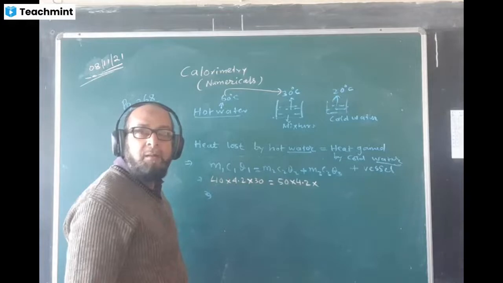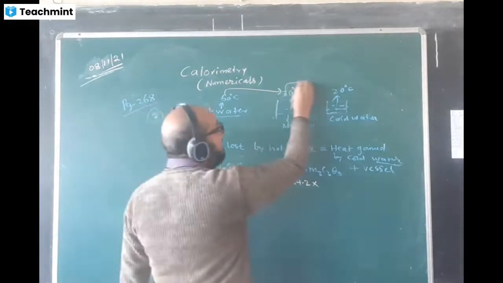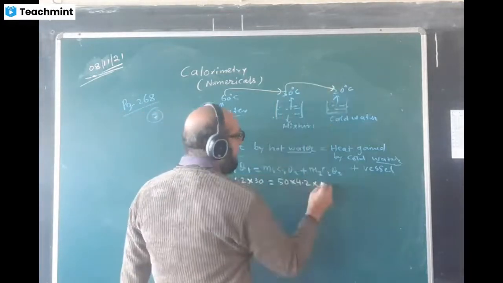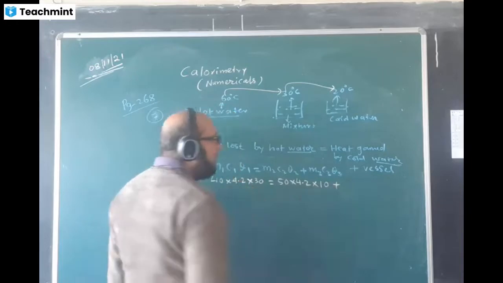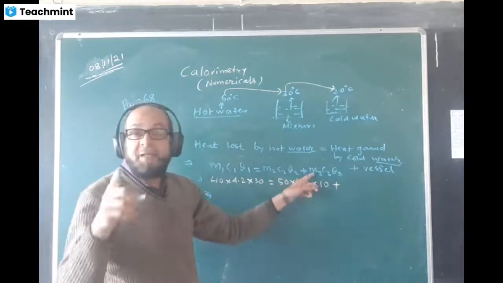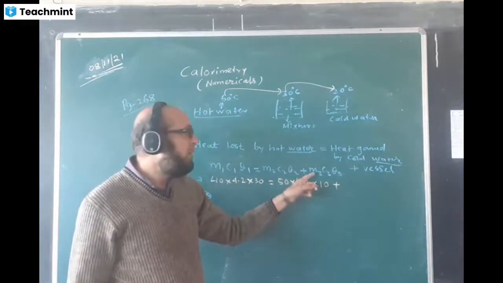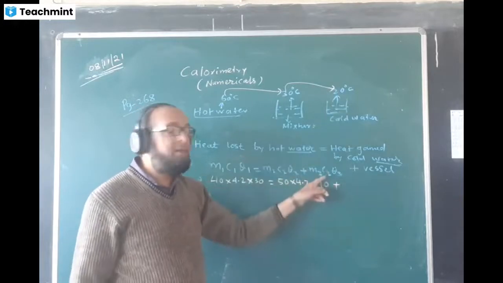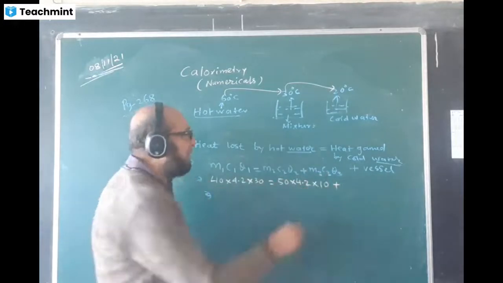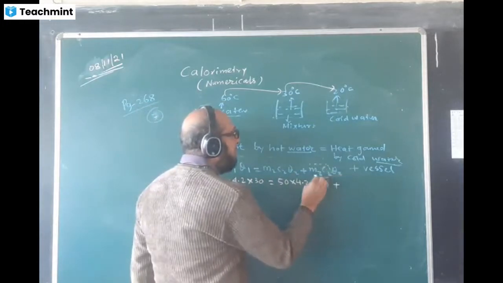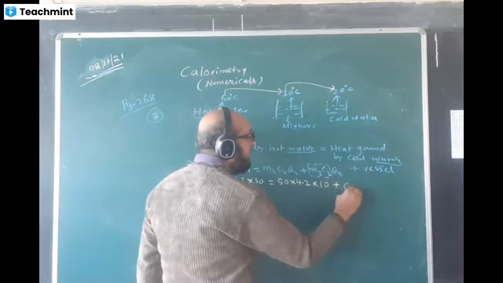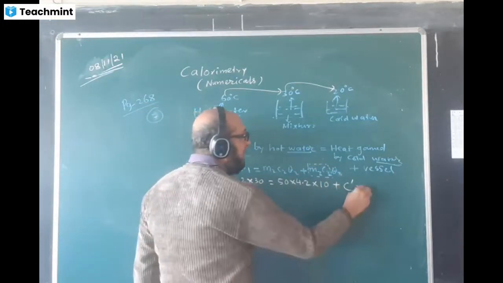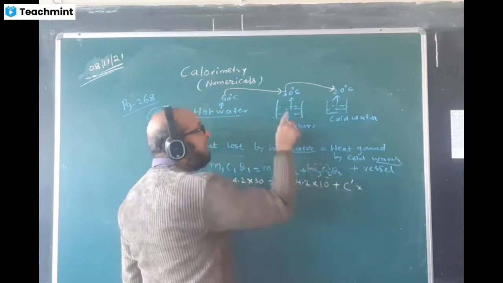10, yes. This minus this. 30 minus 10, 10. Okay. Is the mass of the vessel given in the question? No. Is the specific heat capacity of the material of the vessel given? No. But these two together will make the heat capacity, right? C dash into theta 3. Theta 3 is how much?